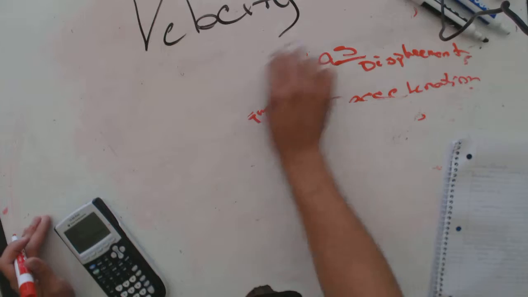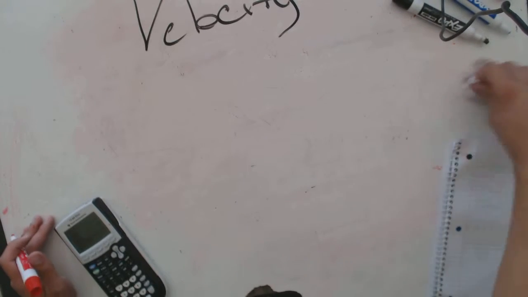Velocity in general, final velocity, is a lot easier to calculate than displacement. So yeah, those are the two big ones. Right, so good luck, guys.